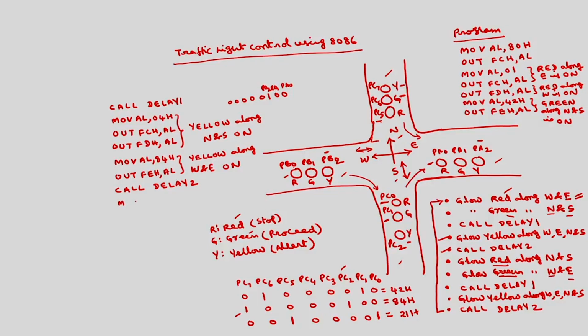Move AL comma 21H, out FE comma AL. So, with these 2 instructions, red along north and south is on.